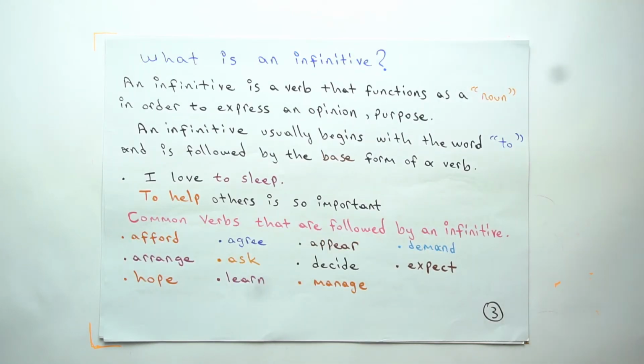The next subject is infinitive. As I told you, what is an infinitive? An infinitive is a verb that functions as a noun in order to express an opinion or purpose. An infinitive usually begins with the word to and is followed by the base form of a verb. The examples are: I love to sleep, or To help others is so important.